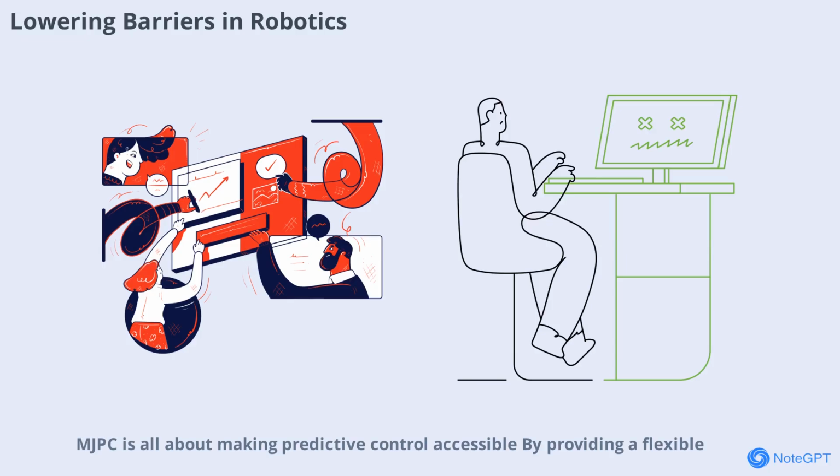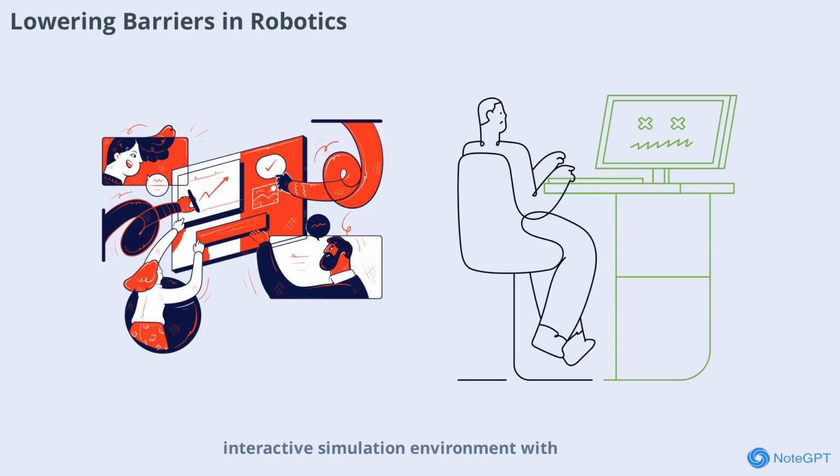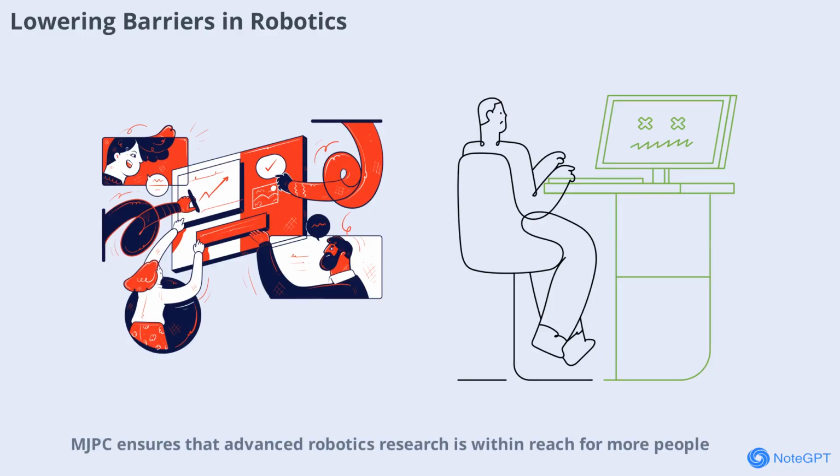MJPC is all about making predictive control accessible. By providing a flexible, interactive simulation environment with a researcher-authored graphical user interface, MJPC ensures that advanced robotics research is within reach for more people. This democratization of tooling is not just a convenience, it's a necessity for the next wave of robotics breakthroughs.